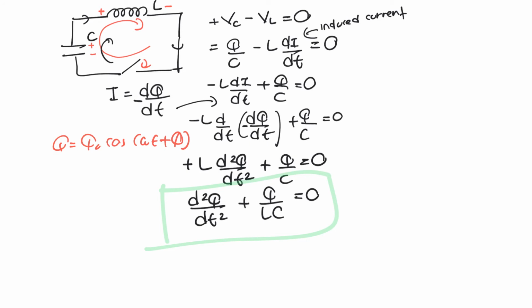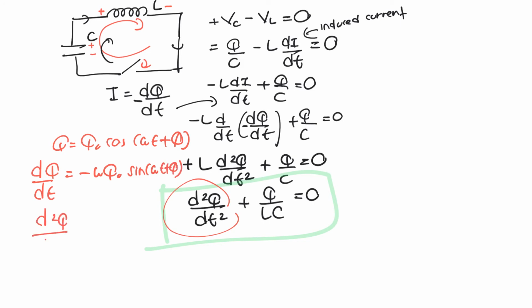Q naught over there is the original charge. Now you can see that you need to differentiate this two times. First differentiation, dq over dt, gives negative omega q naught sin(omega t plus phi). Second differentiation gives negative omega squared q naught cos(omega t plus phi).